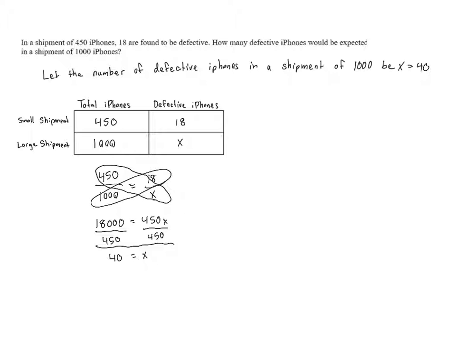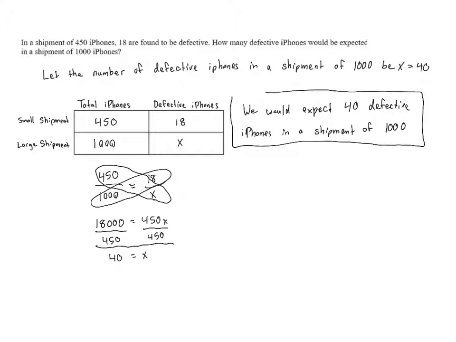And they're asking us how many defective iPhones would be expected in a shipment of 1,000 iPhones. So we would expect 40 defective iPhones in a shipment of 1,000, which isn't really that many, but if you're one of the people to buy those 40, you're going to be pretty frustrated. So they need to make sure they've got some backups and a good return policy.